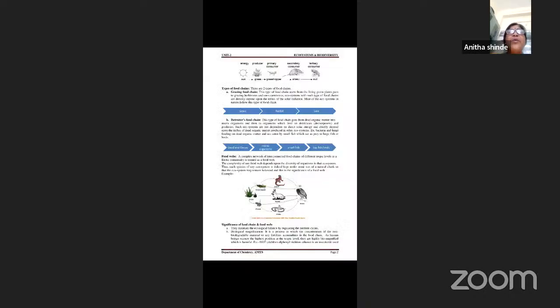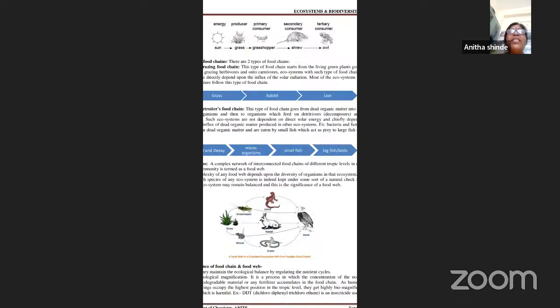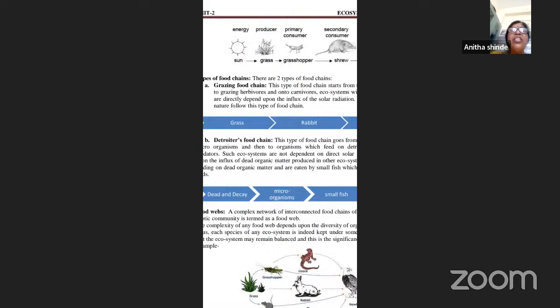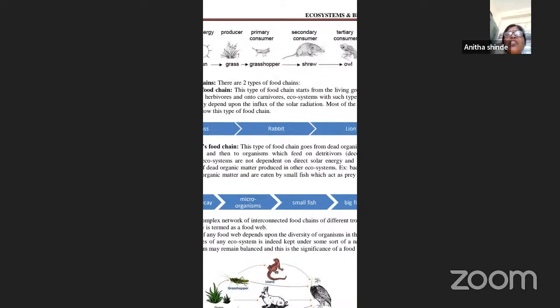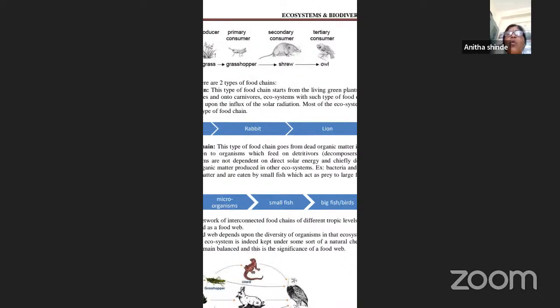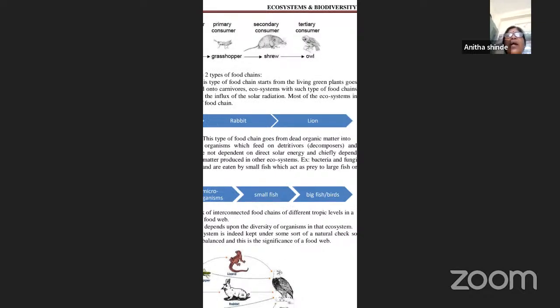See here, that is another example. From the sun, what energy is being taken by this grass? Grass is the producer over here. This grass is being eaten by what? Grasshopper. Then grasshopper in turn is eaten by a secondary consumer, which you call a rat or a shrew, whatever it is. Then you have a tertiary consumer, which is an owl. And lastly, after the tertiary consumer, you have the decomposers.